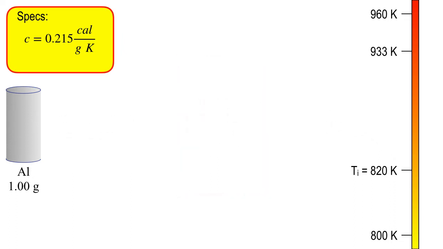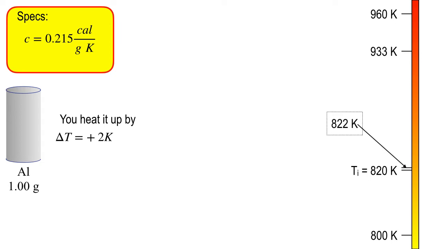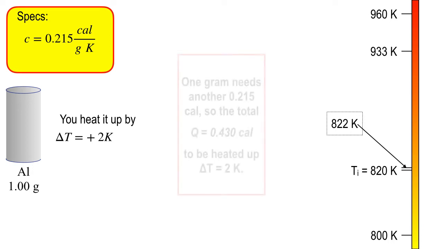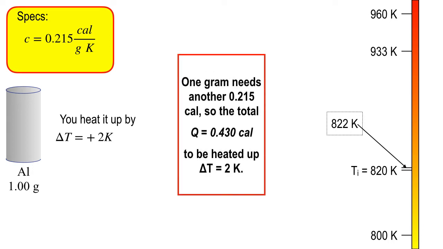All right. So how about this? How about we bring it up 2 Kelvin? What about that? Let me bring it up over here on the right, up to 822. My temperature lines, start and finish, are a little bit further apart, and I just smidgened that one up a little bit. So how do you figure that one out? Well, 1 gram needs 0.215 calories, so the total is 0.430 because you're going up 2 Kelvins. 0.215 for the first Kelvin, another 0.215 for the next Kelvin, right? If it's aluminum, and if it's 1 gram, all right?